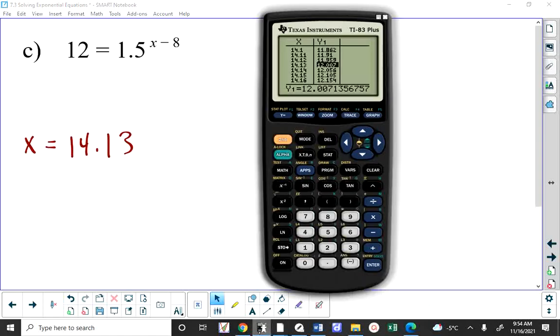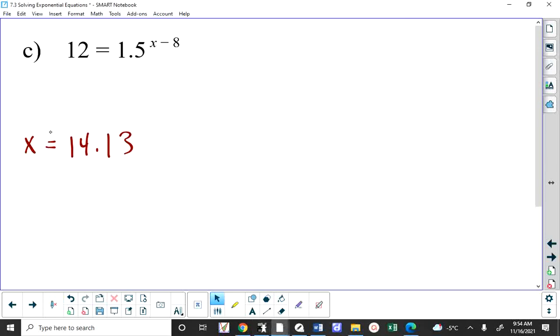At some point, this is an approximate value. It turns out it's an irrational number. Same as the answer to the previous question.